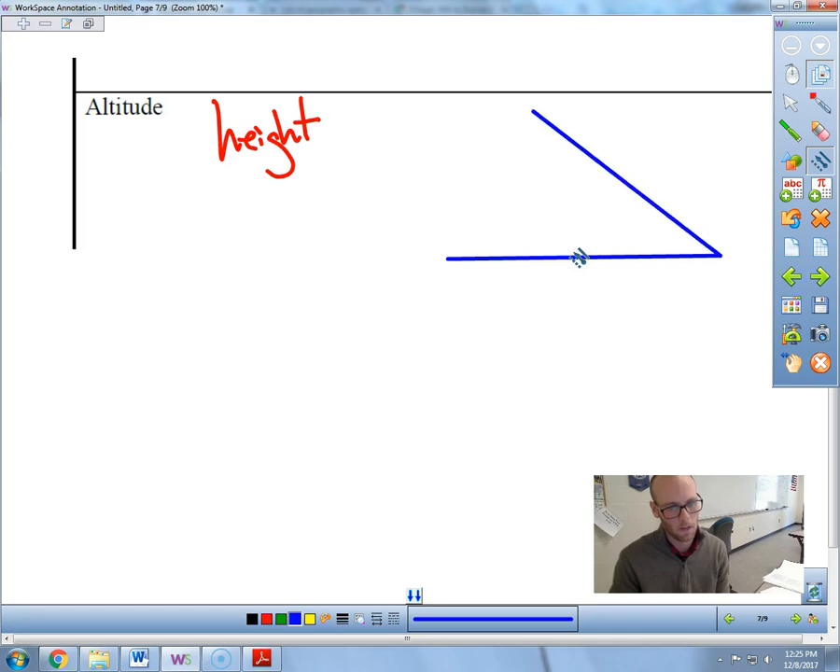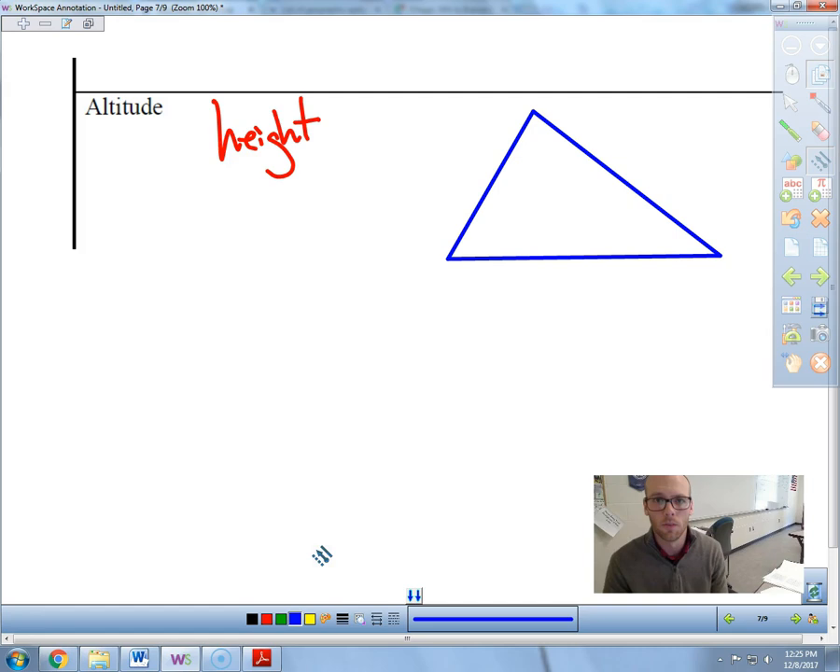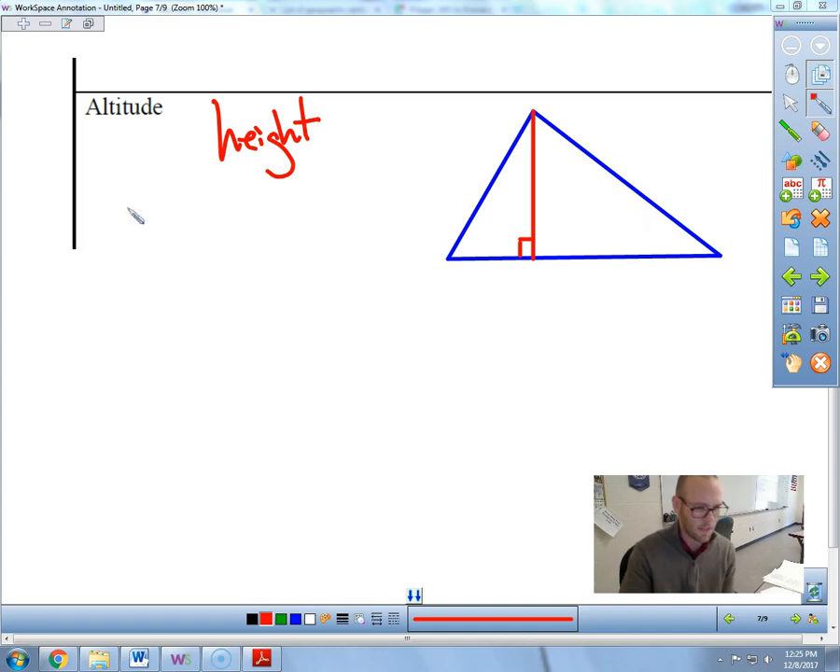If I draw a triangle that looks like this, where would be its altitude? Okay, what would be its height? Well, we would go from there straight down. Now, what do we mean by that, going from there straight down? It means we need to be perpendicular. Okay? The height, or the altitude, is a segment that goes from the vertex that is perpendicular to the opposite side.